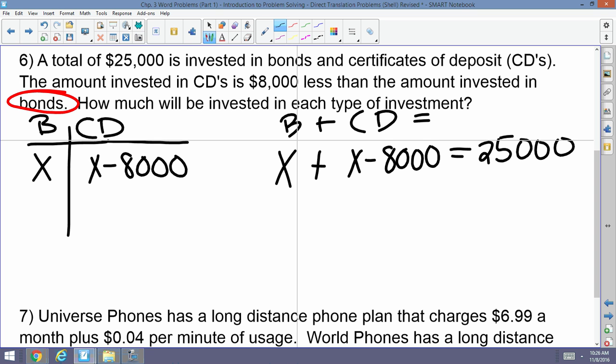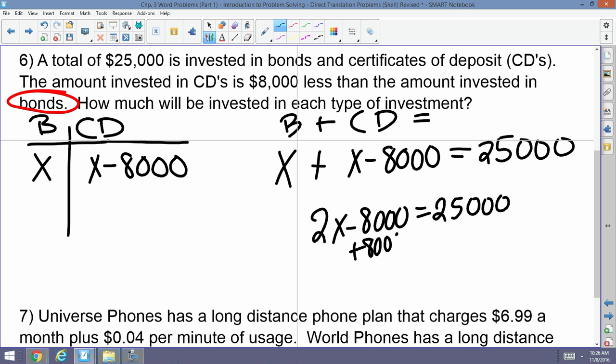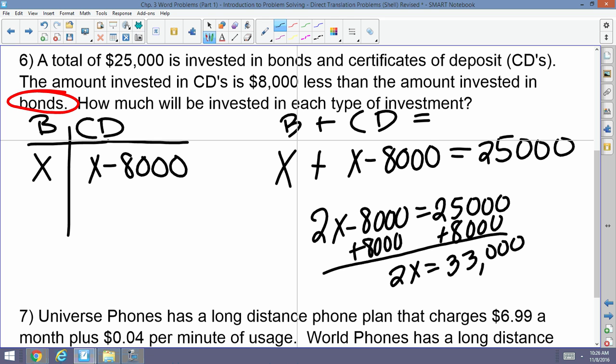Okay, so now I'm going to solve. Combine like terms: 2x minus 8,000 equals 25,000. Add 8,000 to both sides, so I've got 2x equals 33,000. Divided by 2, 16,500. So x equals 16,500. Is that my answer?